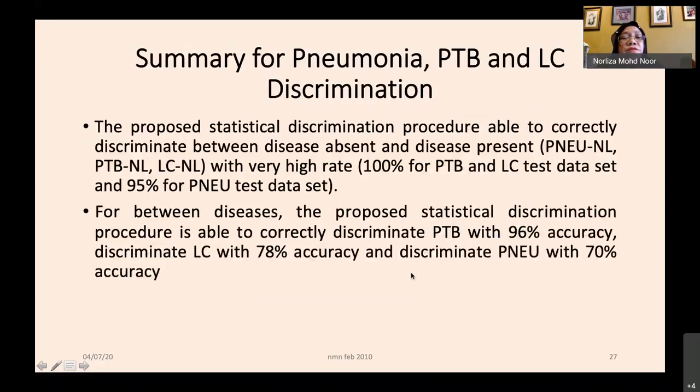So hence, for discrimination between disease absent and disease present, we got about 100%. Only for pneumonia, we got about 95%. And then for discrimination of the three classes, TB, pneumonia, and LC, using the pairwise discrimination strategy, for TB we got 96% accuracy, LC we got 78% accuracy, and pneumonia we got 70% accuracy.